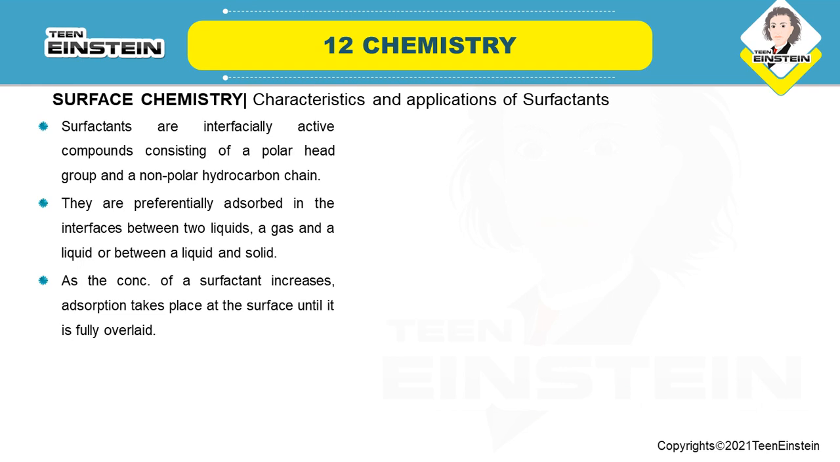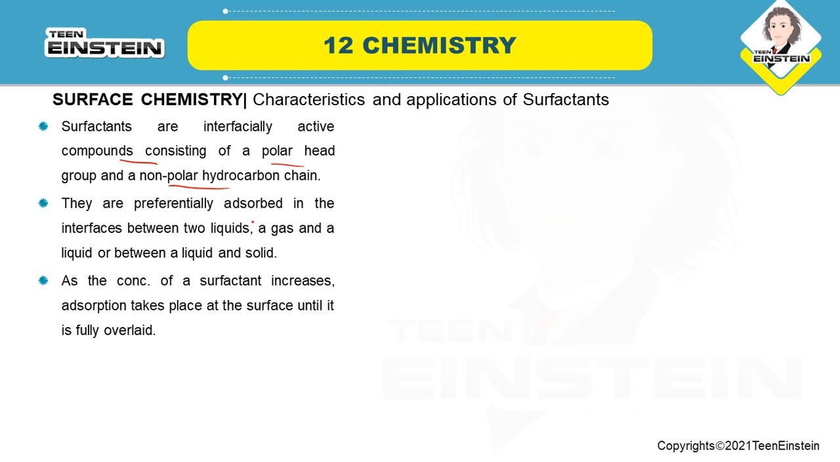Characteristics and applications of surfactants. Its applications are actually very wide. Surfactants are interfacially active compounds, consisting of a polar head group and a non-polar hydrocarbon chain. Now why is it called surface active? Because it decreases the surface tension. When you add surfactant to a liquid, or simply take water as an example, the surface tension decreases. That is why it is called a surface active agent.